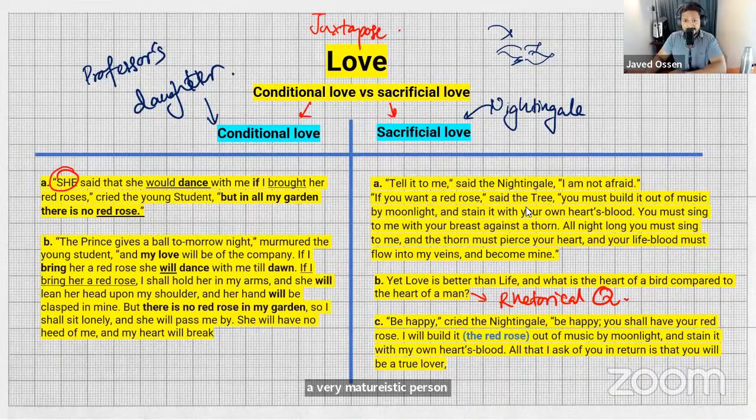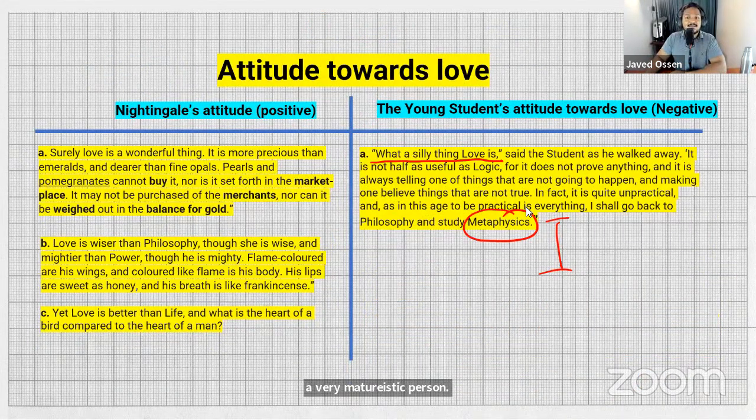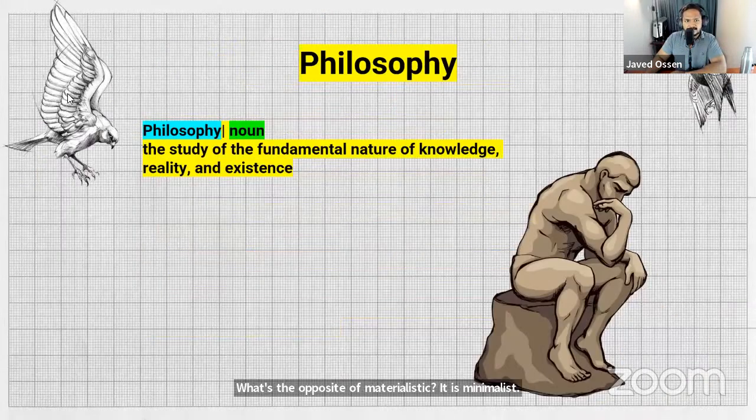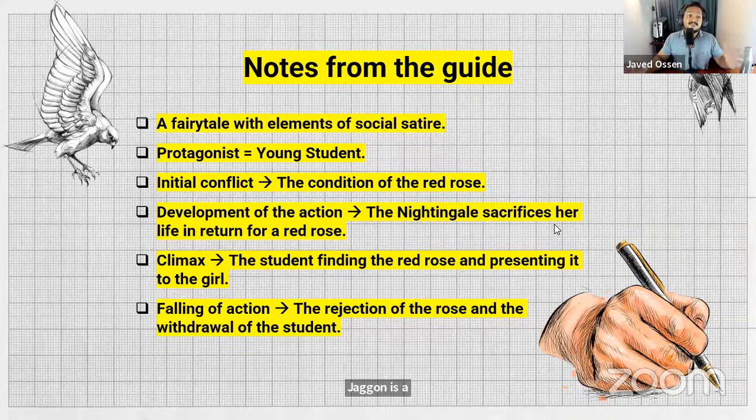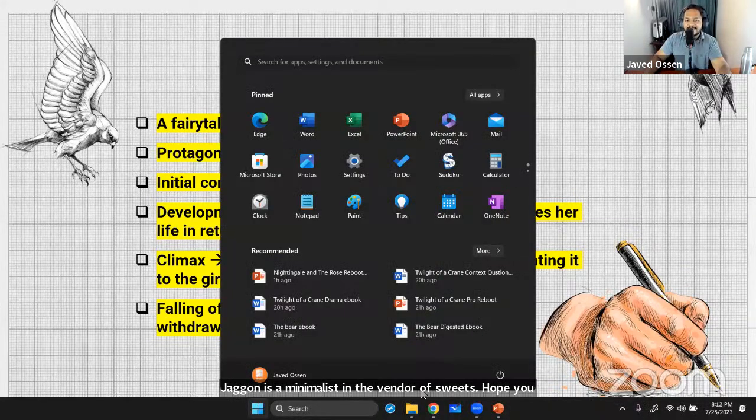What's the opposite of materialistic? It is minimalist. Who is the minimalist in our syllabus? There is one character who is a minimalist. Who is that? Jagan in The Vendor of Sweets is a minimalist, right? Hope you understand that. He doesn't want many things. He never possesses more than 2 sets of clothes at any one time.